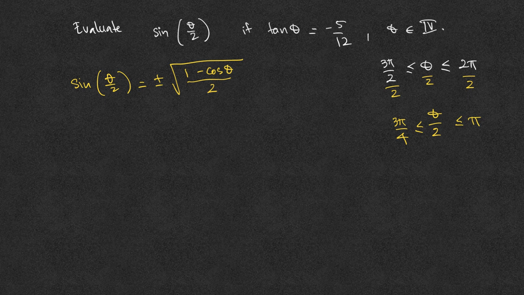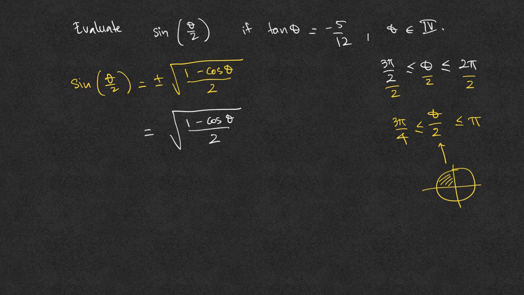If an angle is between 3 pi over 4 and pi, then that angle is in the second quadrant. Theta over 2 is in the second quadrant. Sine of theta over 2 is positive, so we can drop the plus or minus. Sine of theta over 2 is the square root of (1 minus cosine of theta) over 2.